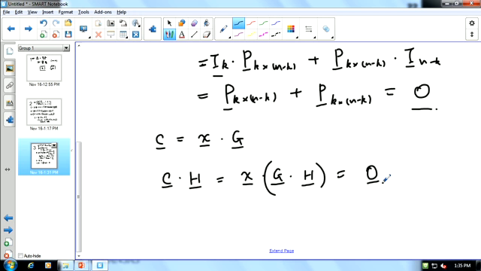So this can be used to check if what we received is a valid code word. If what we received is not a valid code word, when it multiplies H, the result will be non-zero. Okay? So that's why it's called a parity check matrix. This matrix is used to check whether there is error in the received information. Okay? So that's called a parity check matrix.